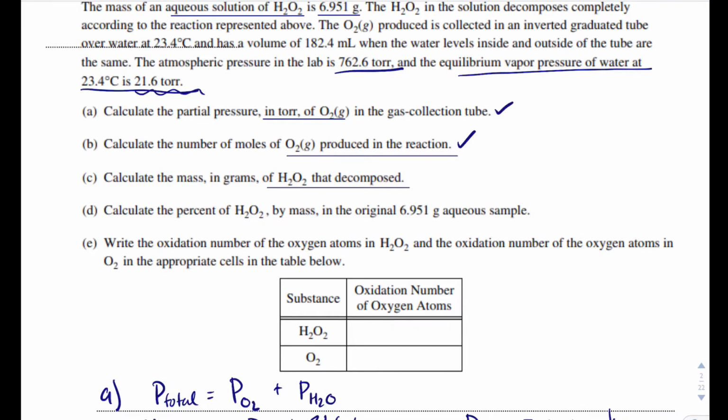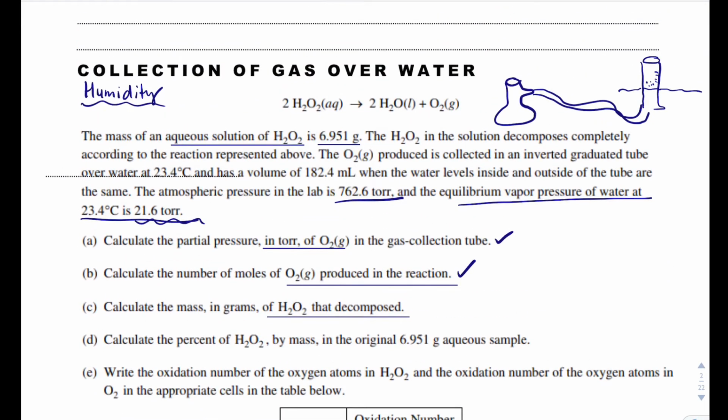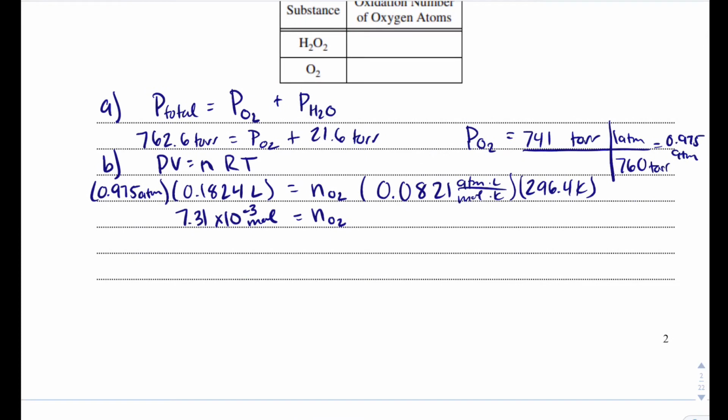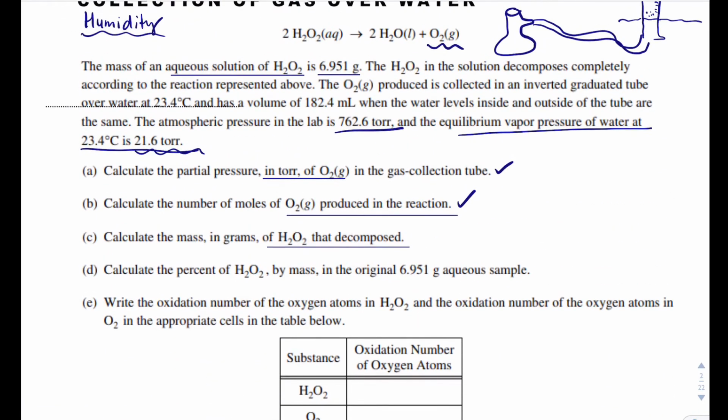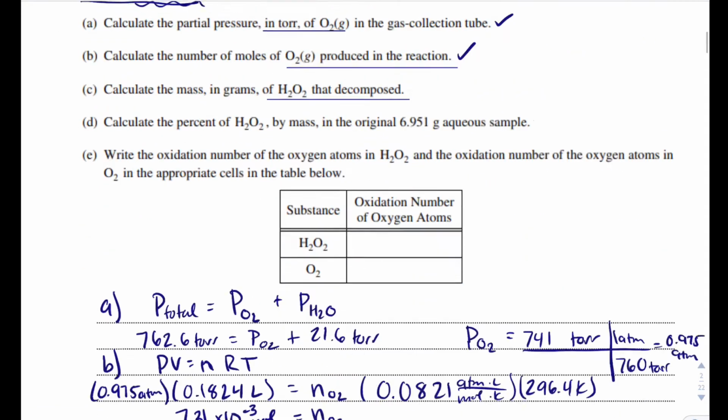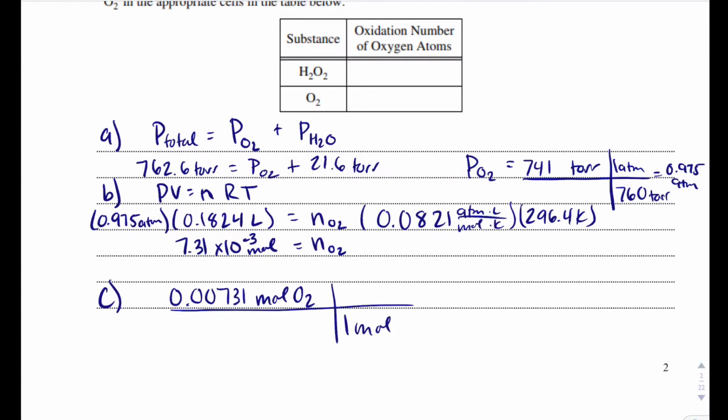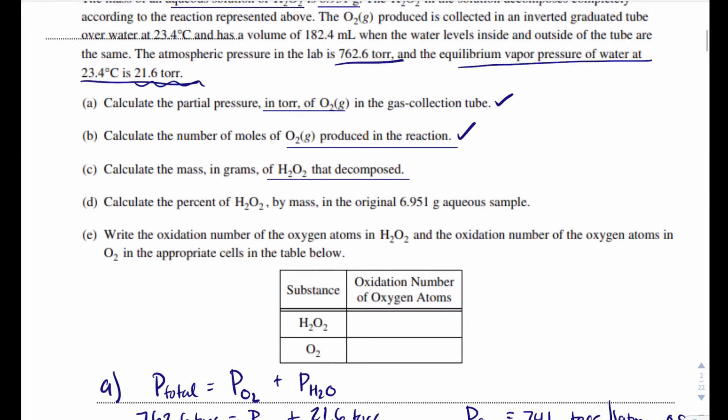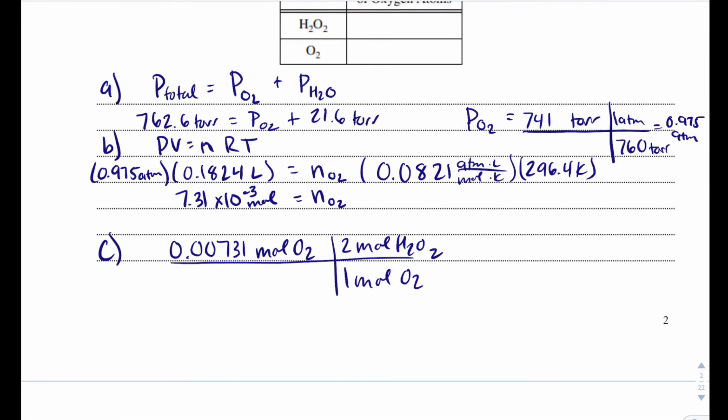So what we want to realize is that we just solved for an amount of oxygen. The question now asks for amount of H2O2, so what that means is we're going to need a mole bridge over there. And so in C, what we're going to do is take 0.00731, or 7.31 times 10 to the minus third moles of oxygen, and we'll just look up at our reaction. There's 1 mole of oxygen for every 2 moles of H2O2. A lot of students would stop here, but they ask for grams, so we need to go to grams.